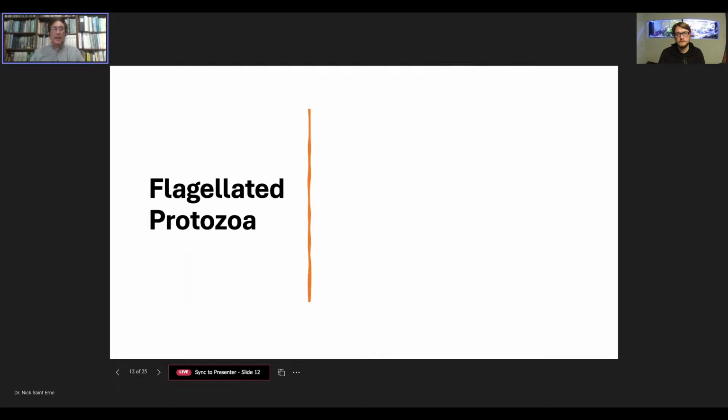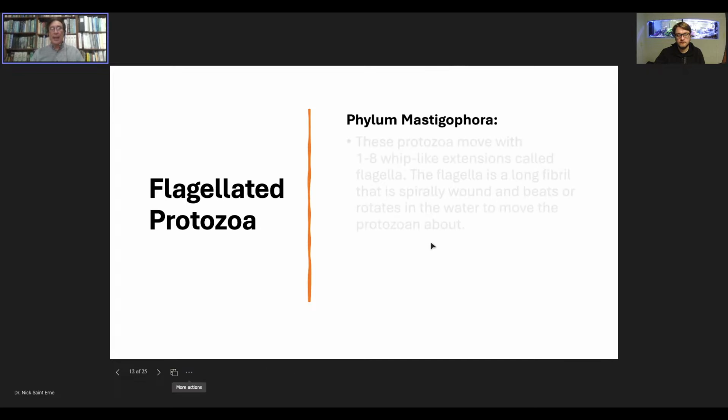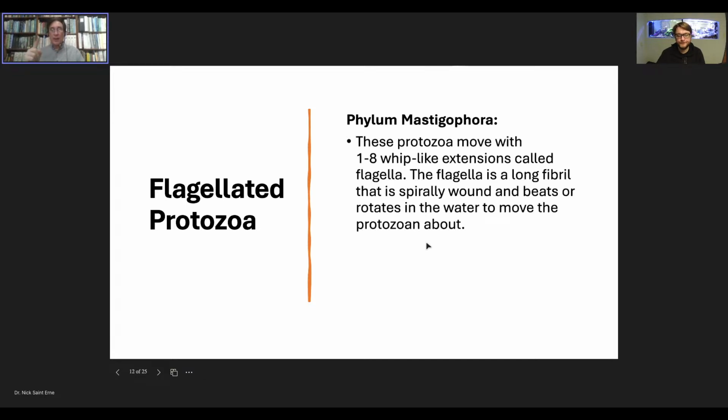So the next group we're talking about is flagellated protozoa, flagella meaning whip. And so these flagellates have 1 to 8 whip-like extensions on them, and they will spin around, which allows them to move through the water.